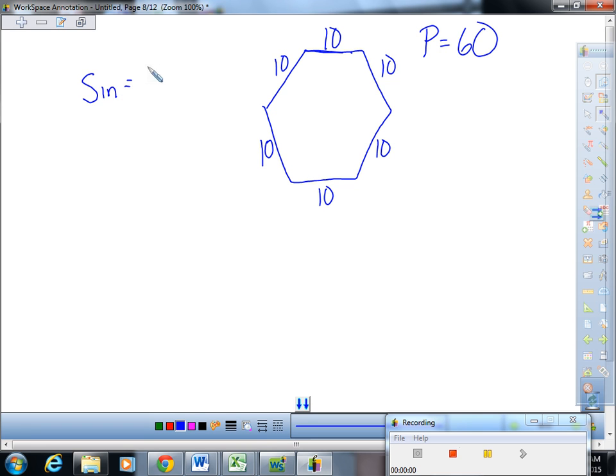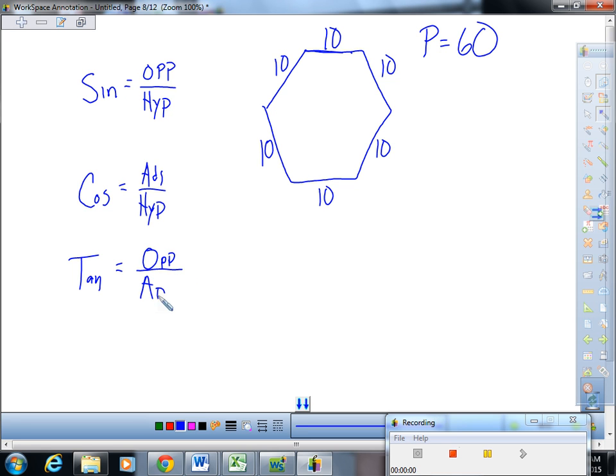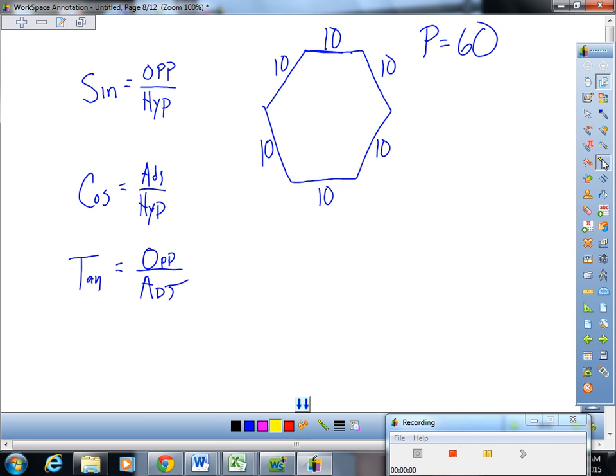Sine is opposite over hypotenuse. Cosine is adjacent over hypotenuse. And tangent is opposite over adjacent. You might have heard me say SOHCAHTOA. What the heck does that mean? SOHCAHTOA.